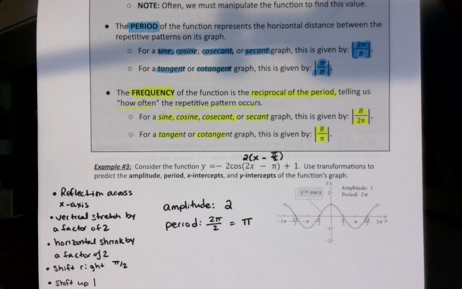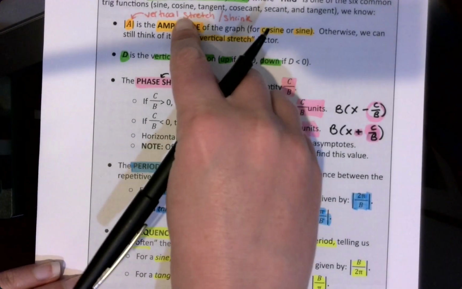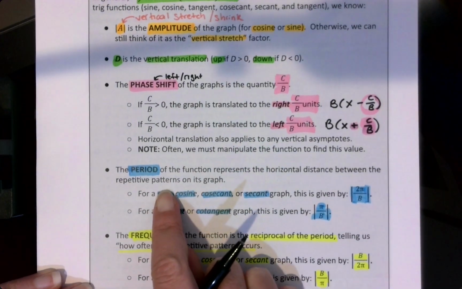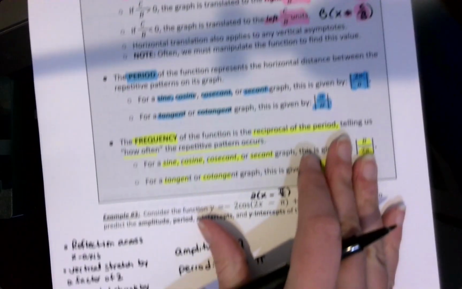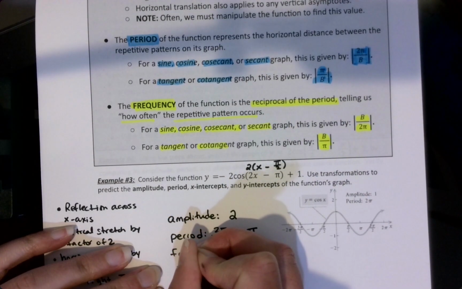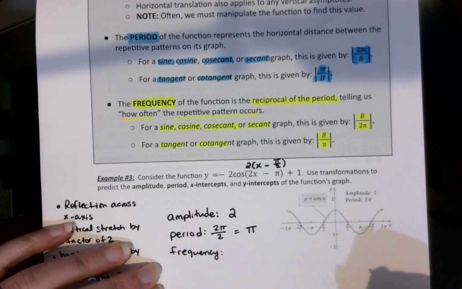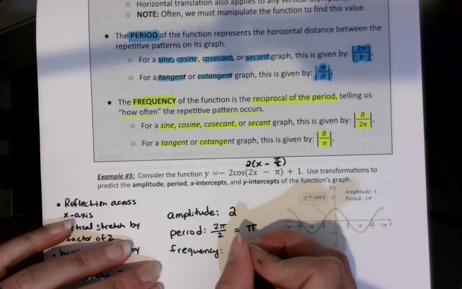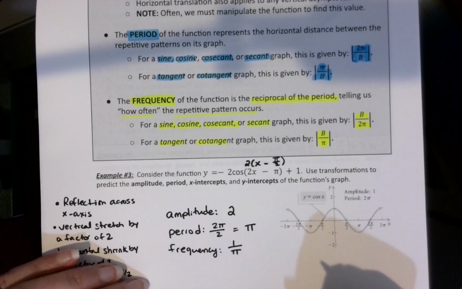And then I'm asked about the x-intercepts and the y-intercepts. I'm going to get to those, but let's talk about some of the other terms right here as well. We talked about amplitude and period. I'm not entirely sure why this question skipped the other things, but we'll do the vertical translation, the phase shift, and the frequency as well. With period, let's just do frequency next, because it is the reciprocal of the period. So if the period is pi, the frequency is going to be 1 over pi.